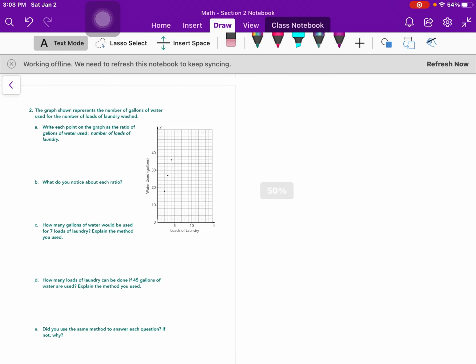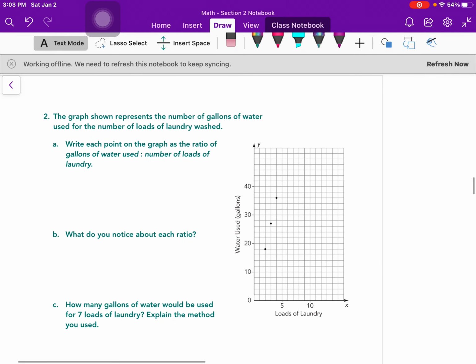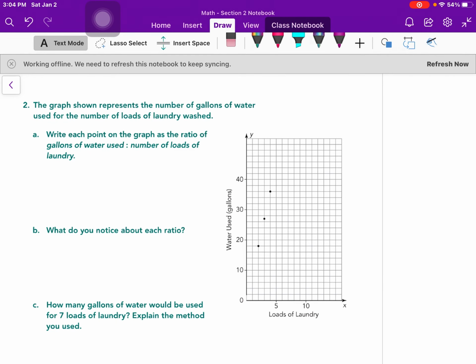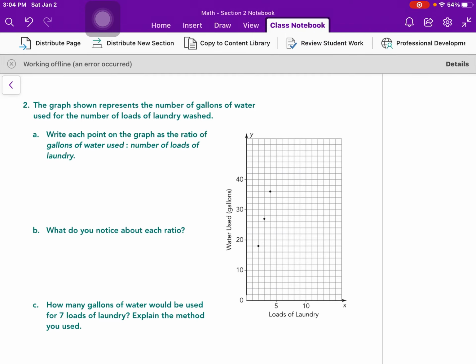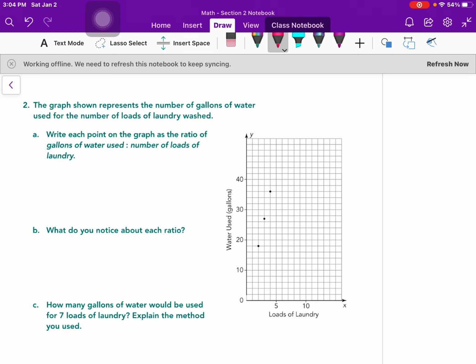Okay, hopefully we're back and you've got some things written down here. It says the graph shown represents the number of gallons of water used for the number of loads of laundry washed. Man, we're using lots of water today, flushing toilets and washing clothes. It says write each point on the graph as a ratio of gallons of water used to number of loads of laundry. All right, so gallons to laundry. That's what our ratio is going to be.